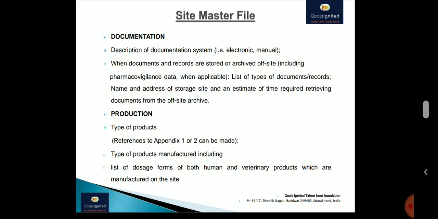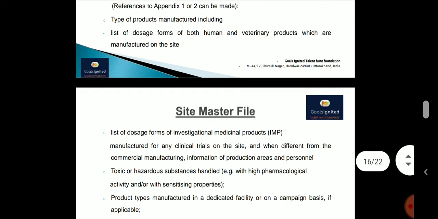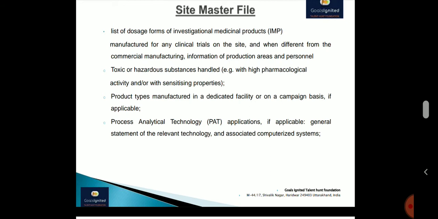Then the production, type of production, type of dosages, everything needs to be mentioned in the site master file. Dosage-wise, everything needs to be informed. One thing, the process analytical technology (PAT) applications, if applicable at your site. In Indian pharma it is generally not applicable. The people are not in favor of following the PAT applications.